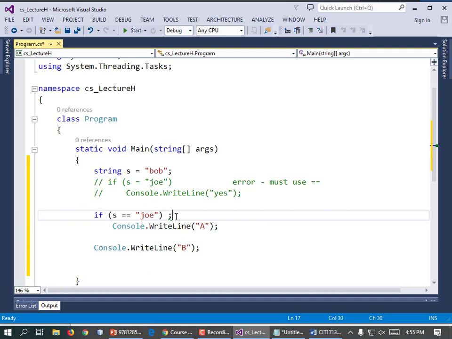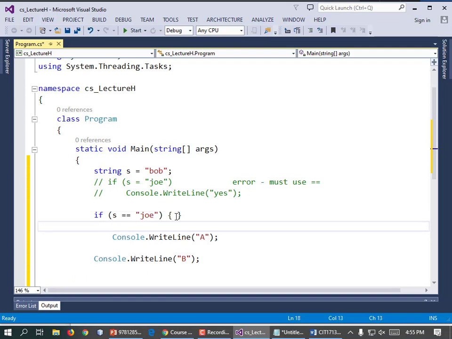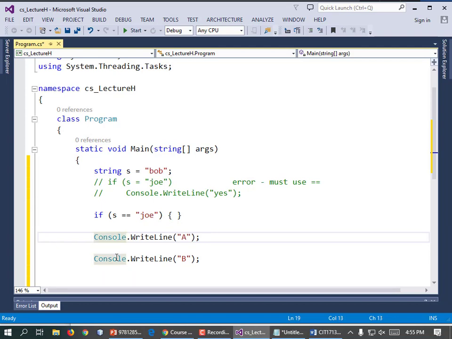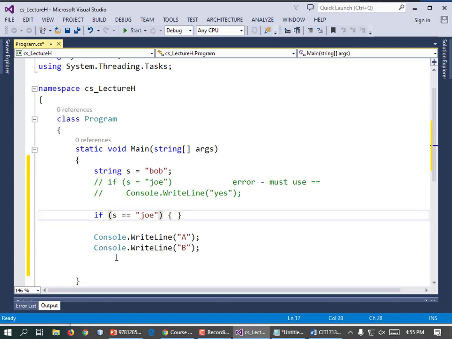However, with the semicolon there, the way it treats that is like this: if S is equal to Joe, do nothing. And then later on, print out A. And then print B. So it would print out both of those. So the big error is putting a semicolon after any kind of logical construct, whether it's an if or a while or a for or a switch. Anytime you put a semicolon on the same line as your logical construct, it's going to be bad. In the case of if, it's merely not going to do this conditionally. It's going to do that all the time. In the case of a while, it's even worse. It'll just be an infinite loop.